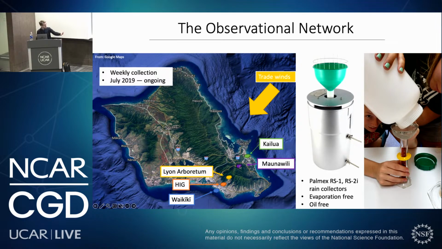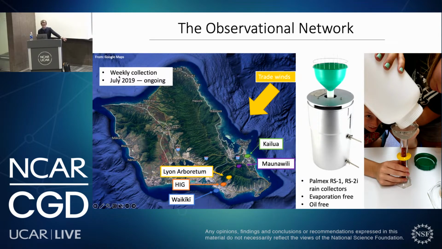Then Maunawili is still on the windward side, but very close to the mountains. Then the first on the leeward side is Lion Arboretum, which is one of the rainiest places of the island. Then we placed a collector on the campus of the University of Hawaii, particularly at the Hawaii Institute of Geophysics. And then one in Waikiki, which is on a very leeward side, although we discontinued this because when COVID happened, it became very hard to go and collect every now and then. So we started in July 2019, and the collection is still ongoing.